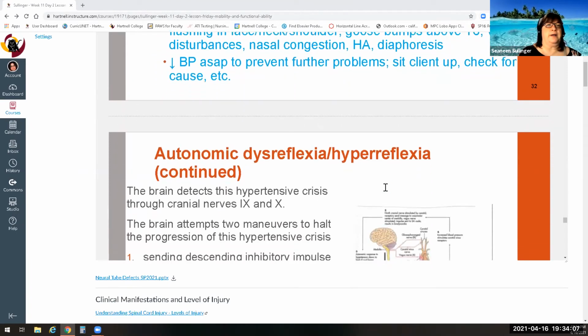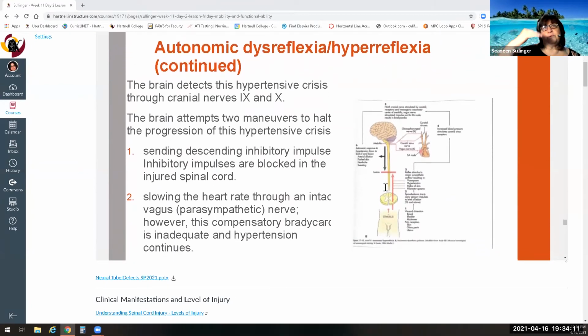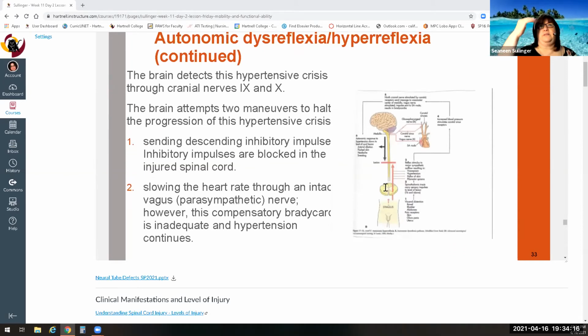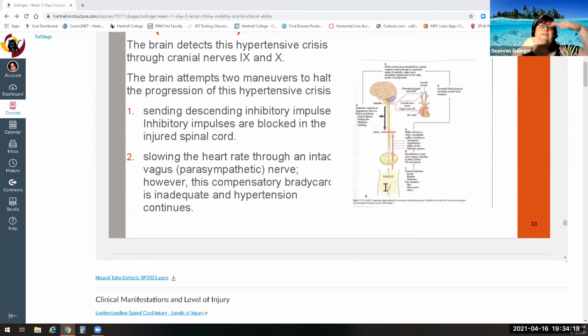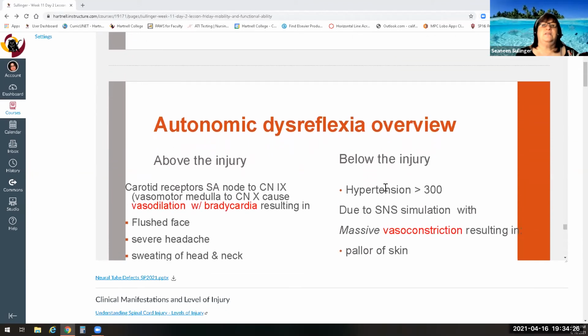And so this is the actual nervous system way of talking about it. The messages don't get through. So they're actually kind of fighting each other. I have to pee. No, you don't. I have to pee. No, you don't. And blood pressure just keeps going up.